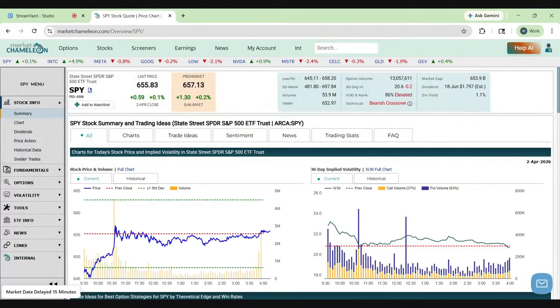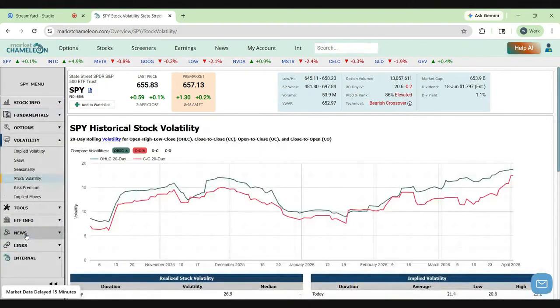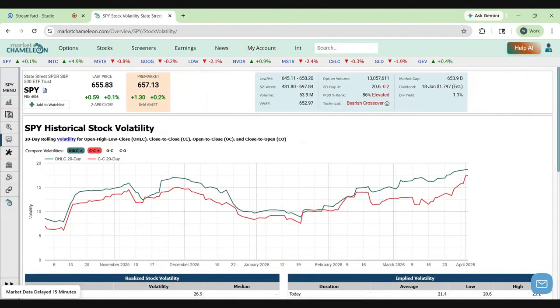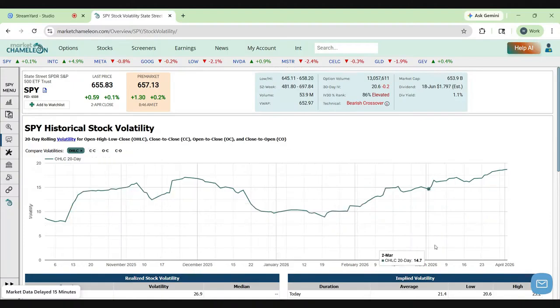This will take us to SPY's main summary page, and on the left-hand side, let's click on volatility, and then stock volatility. This brings up a new page. I'm going to click on this menu to minimize and expand our screen. Up here, we have these 4 different selections. Let me start out with open, high, low, close, and this line here is selected to the open, high, low, close.